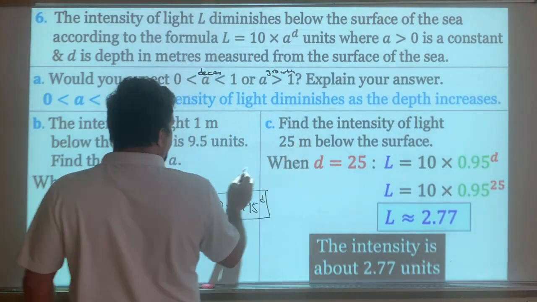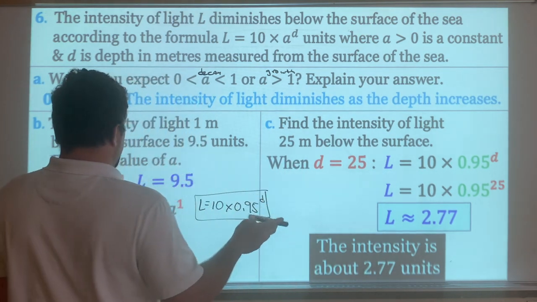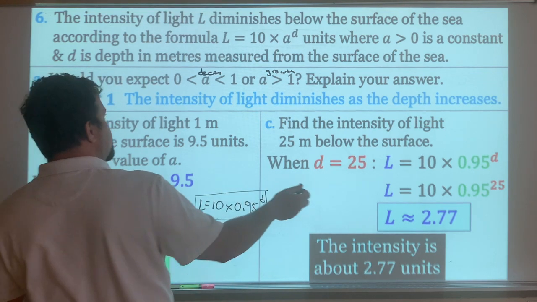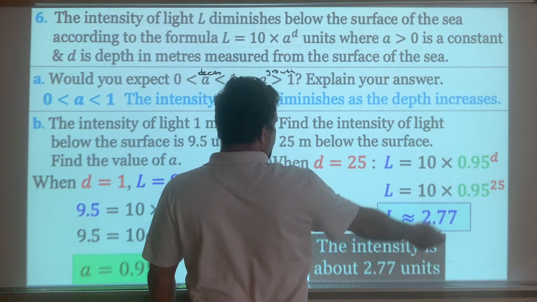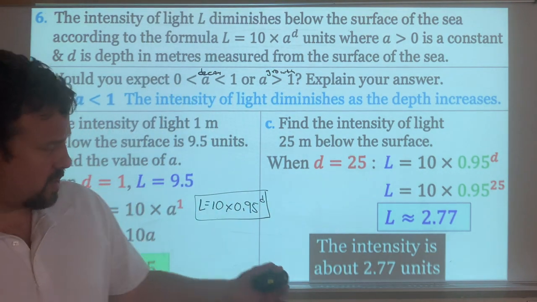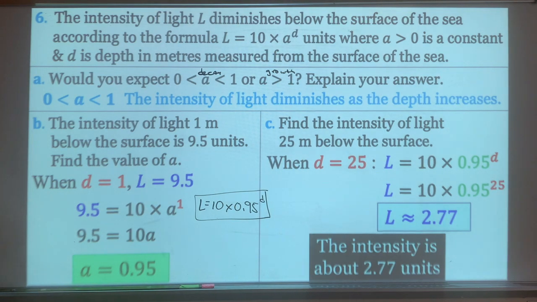So it starts at 10, the intensity. It goes all the way down to 2.77. So you could say it's also, what's that, 28% of the initial value? Okay.